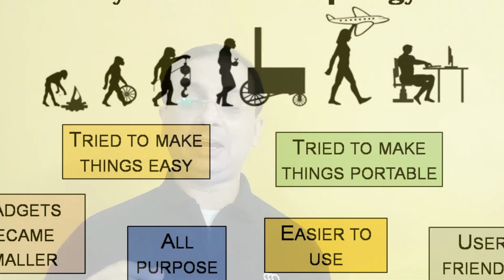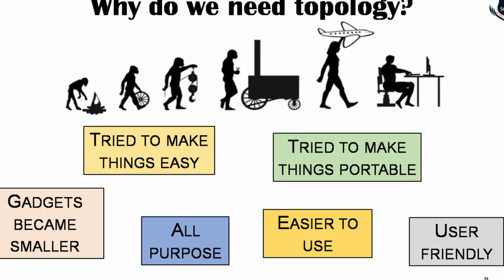I've just given a kind of abrupt figure. See on your screen what I've tried to show you: as we moved up the ladder, gadgets became smaller, all-purpose, tried to make things easy, portable, easier to use, and user-friendly. So just what I was telling you, if you see the evolution of computer technology, not only computers, as we move up the ladder, mobiles have become smaller, televisions have become smarter, people have become smarter than earlier, right? Why? Because we all want to make things much more portable, simple, easy to use, and all-purpose.